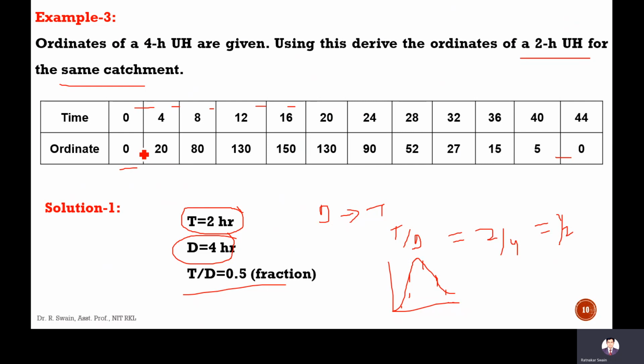Either you can take the mid value, for the 10th hour it is the mean of these two values, and for the 6th hour it is the mean of these two values. So you can write the mid value or you can take it from this graph.